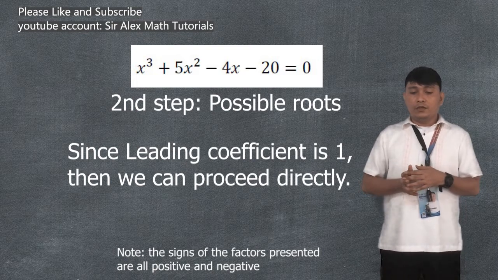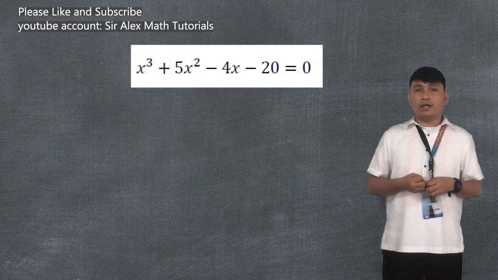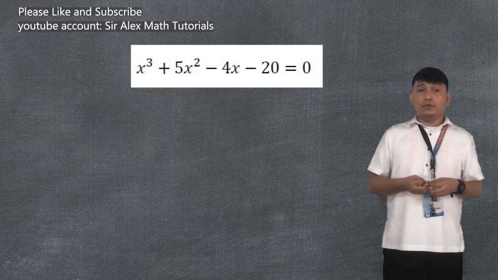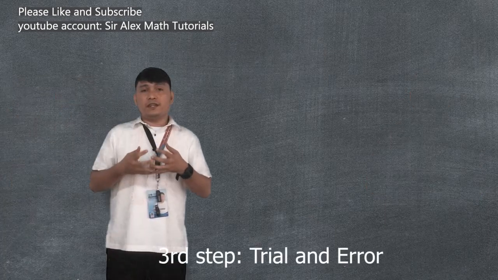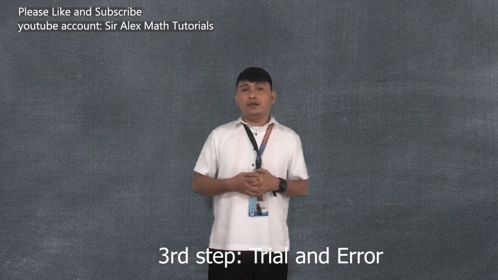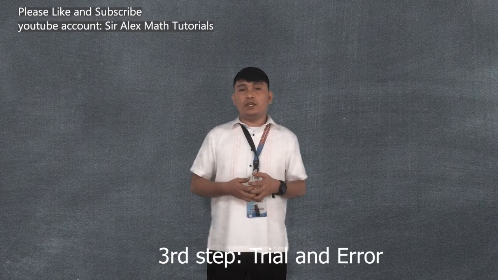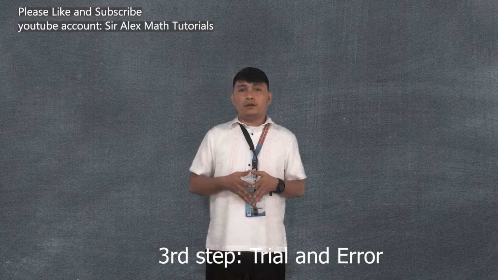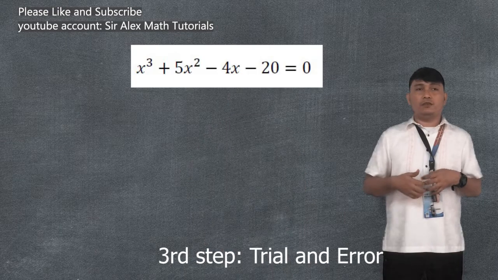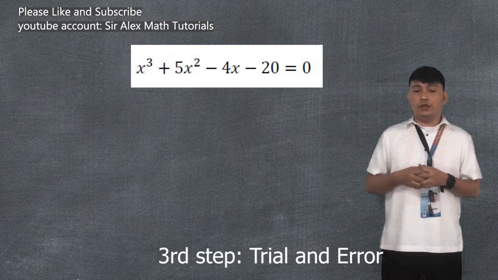So we already have our degree, we already have our possible roots. Next thing to do is by trial and error. And in this trial and error, we will be using synthetic division because for me, it is a lot easier. You can always use the factor theorem, the rational root theorem, by substituting the value of your roots to the equation. And if it will satisfy or the answer is 0, then you can say that the value is a factor of that certain polynomial.